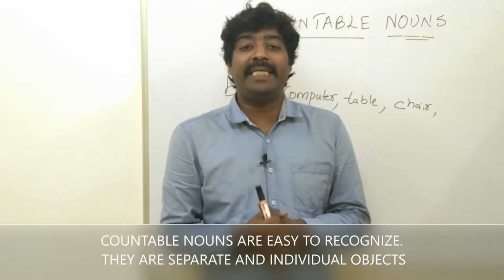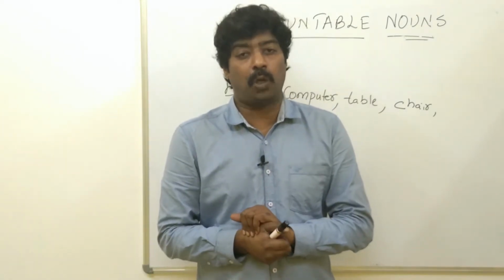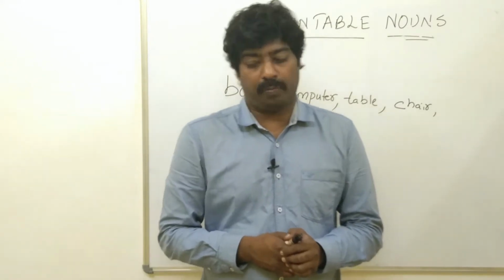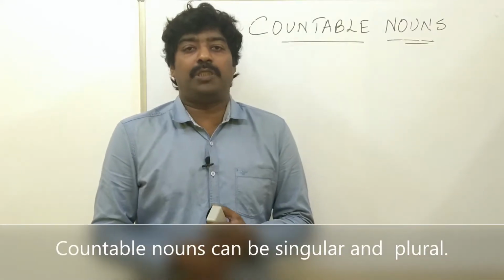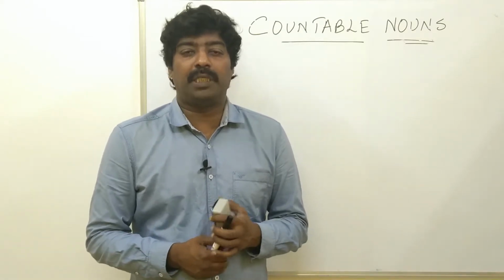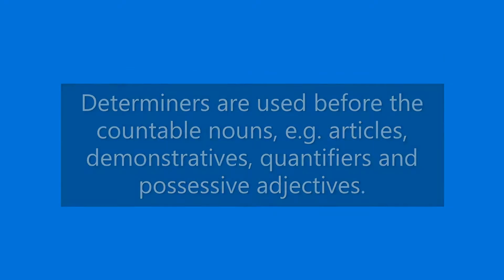Countable nouns are easy to identify because they are all separate and individual objects. They have a singular and a plural form. A countable noun can be both singular and plural. Singular form must use a determiner. Determiners are used before the countable nouns. Some of the examples are articles, demonstratives, quantifiers, and possessive adjectives.